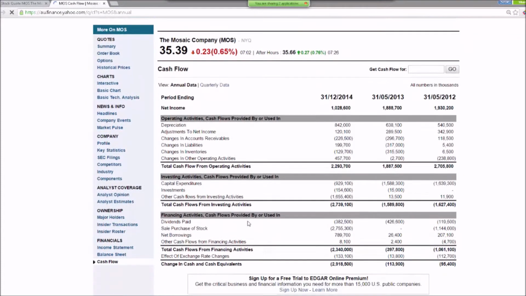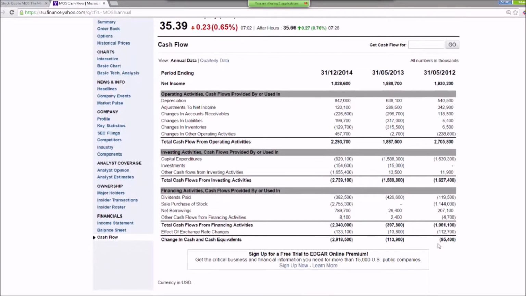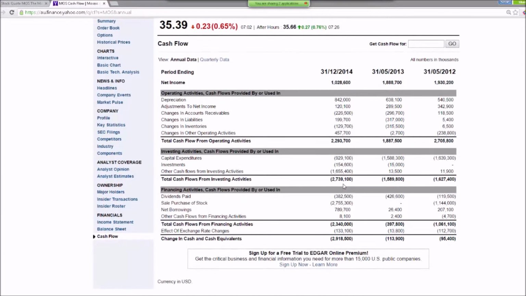What's their cash flow? All right, so we can see that for the last 3 years it's negative. So it's 95 million, 113 million, and 2.9 billion dollars. So they're negative. And here you can see where the money went. If you look at operating activities, it's positive. But when you look at investing activities, okay, it's negative. And financing activities negative as well. So that's where the money went. So they purchased stock. So 2.7 billion actually went to buy the stock. So it's not that bad.